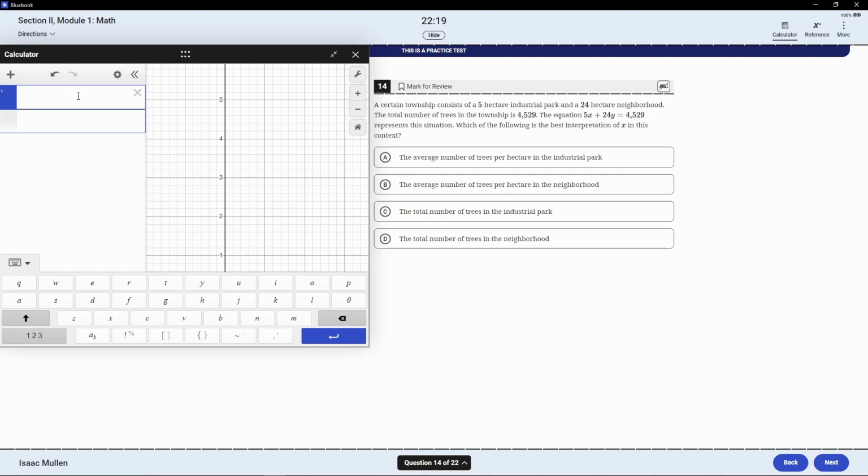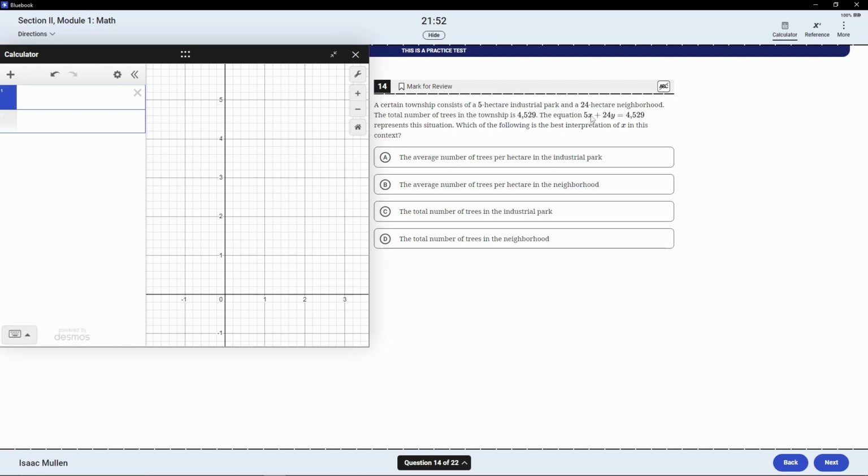A certain township consists of a 5-hectare industrial park and a 24-hectare neighborhood. The total number of trees in the township is 4,529. The equation 5x plus 24y is equal to 4,529 represents the situation. Which of the following is the best interpretation of x in this context? Well, the best interpretation of x is linked with the 5 here, the 5-hectare industrial park. So we're talking about the industrial park. We can narrow it down. We don't need B or C because that talks about the neighborhood.